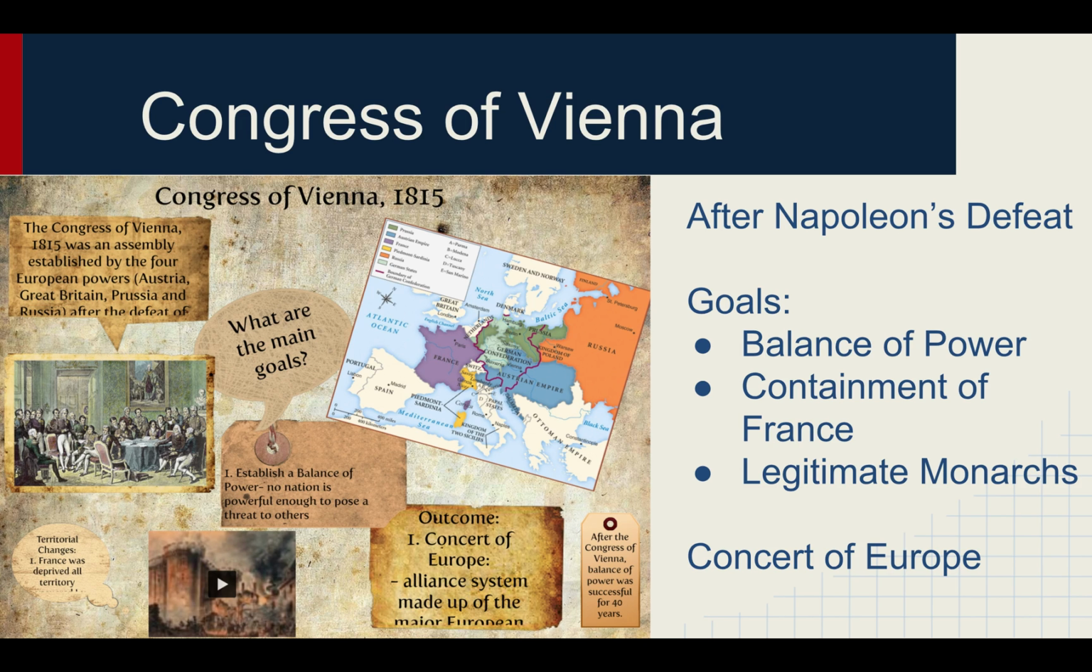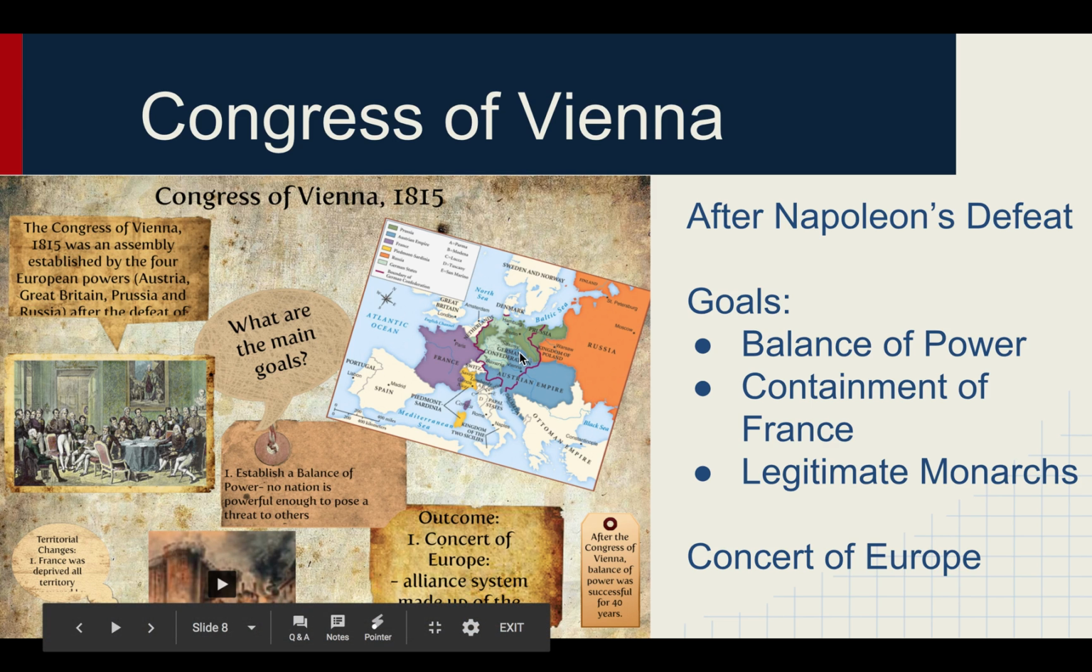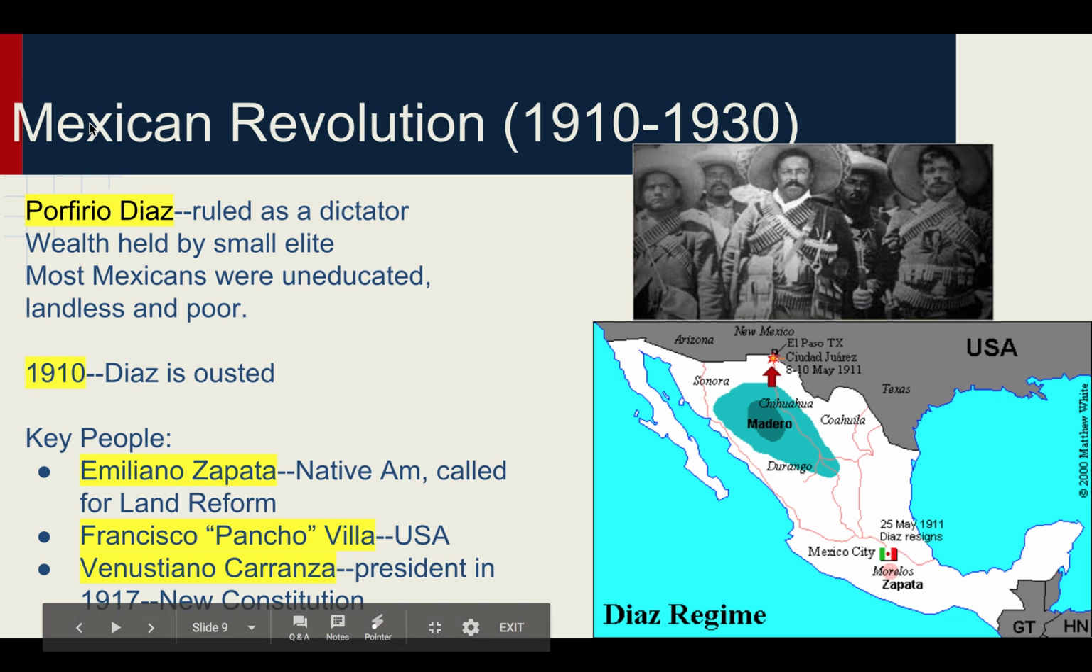Unfortunately, what the Congress of Vienna doesn't take into account is the immense power of nationalism, especially nationalism here in the German states and in the Italian states, because Germany and Italy were not united yet. But we will know that that will happen.